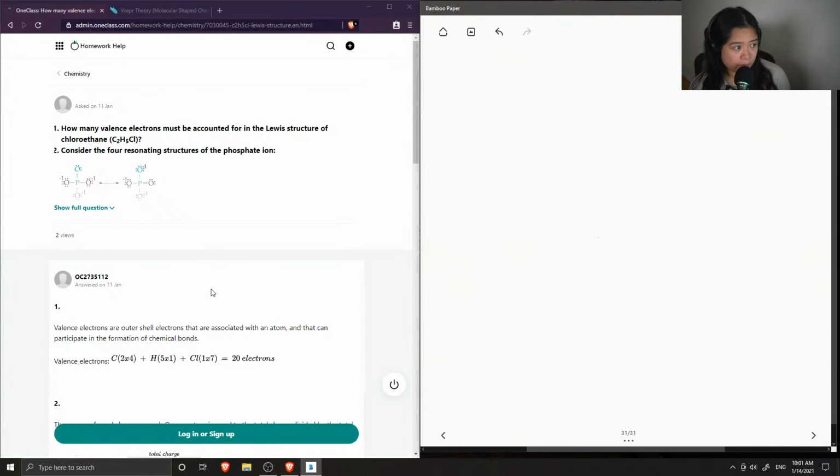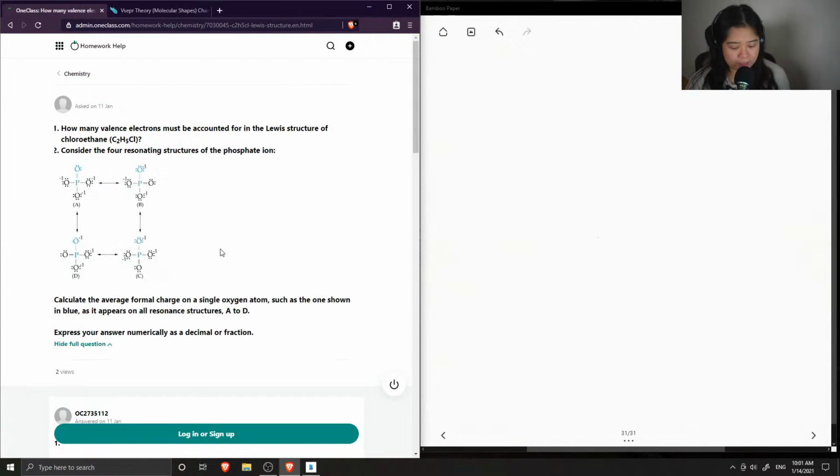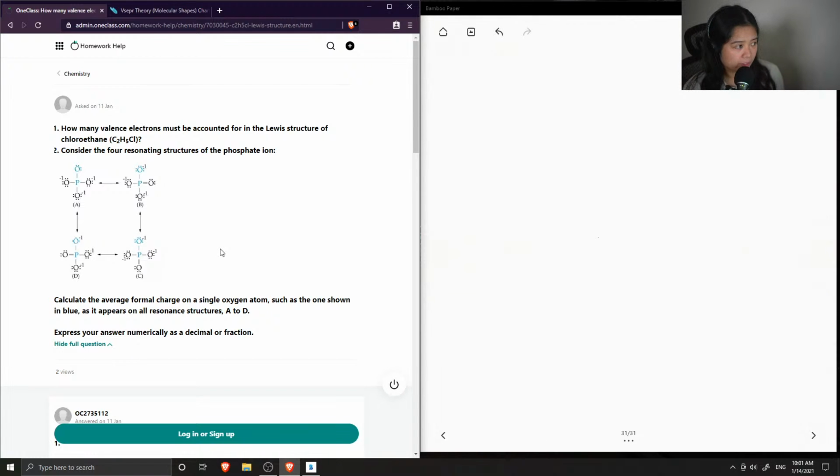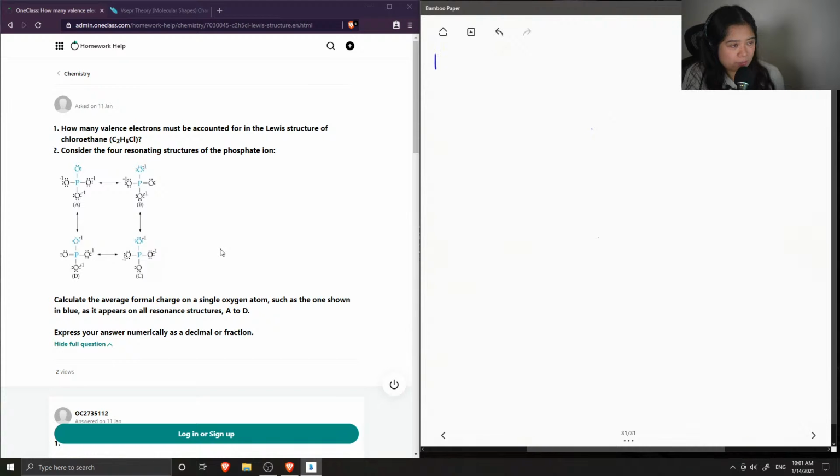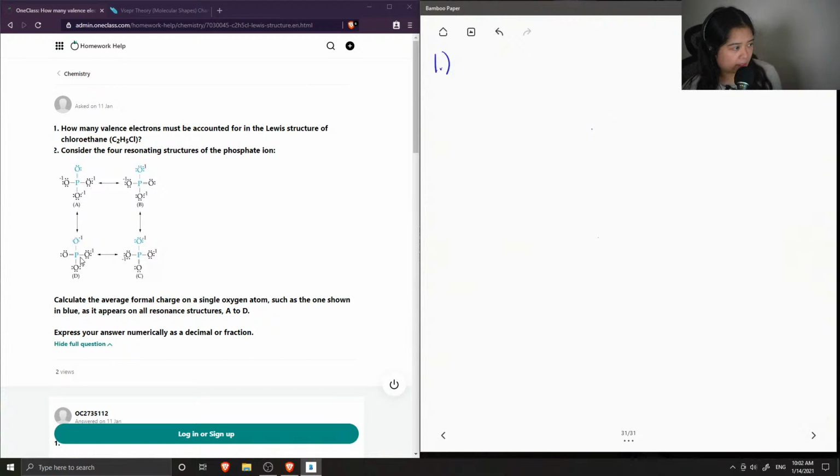Okay, so question 1 is a multi-step question. Part 1 says how many valence electrons must be accounted for in the Lewis structure of chloroethane. And then step 2, consider the 4 resonating structures of phosphate. Calculate the average formal charge on a single oxygen atom, such as the one shown in blue, as it appears on all resonance structures. Express your answer numerically as a decimal or fraction.